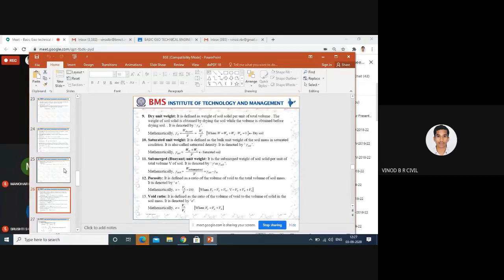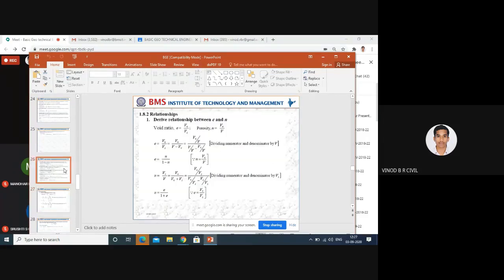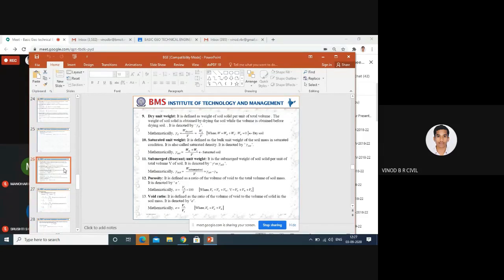Next one is the void ratio. It is denoted by small e. Small e equals volume of voids divided by volume of soil. These are the 13 basic definitions.